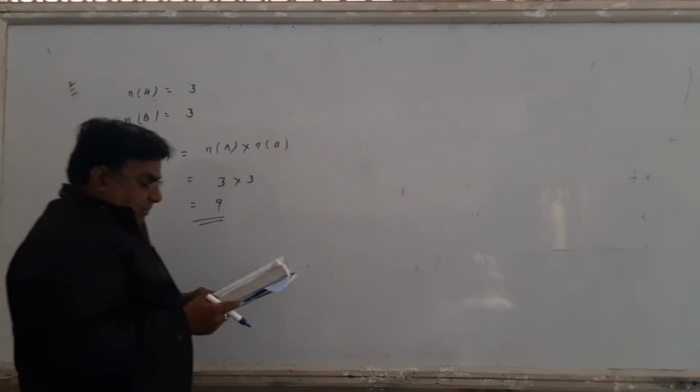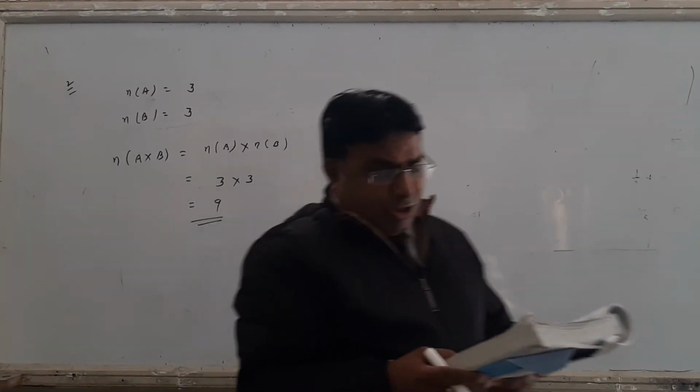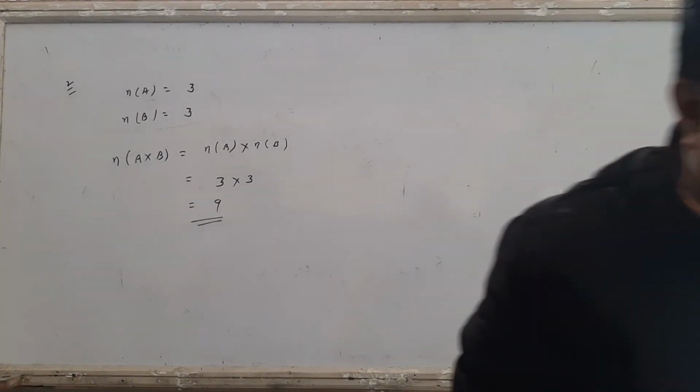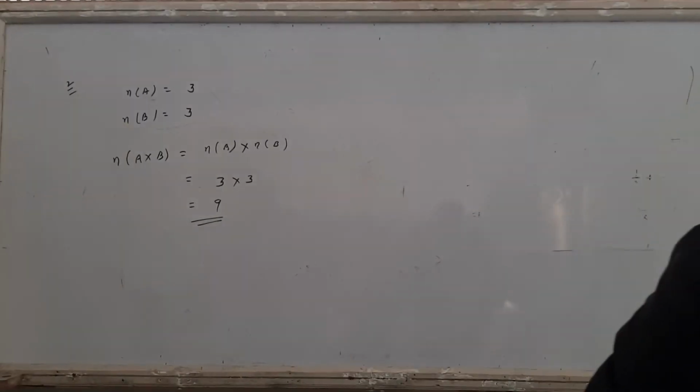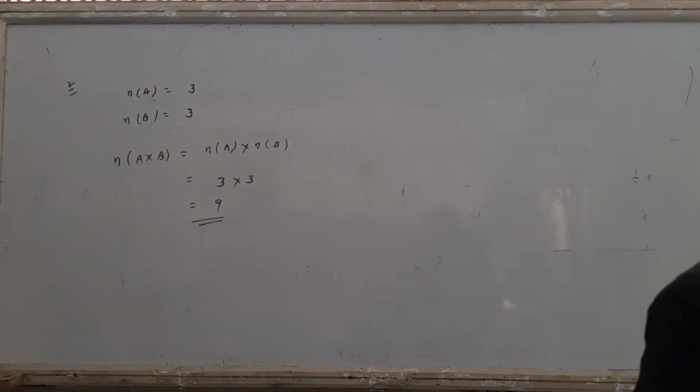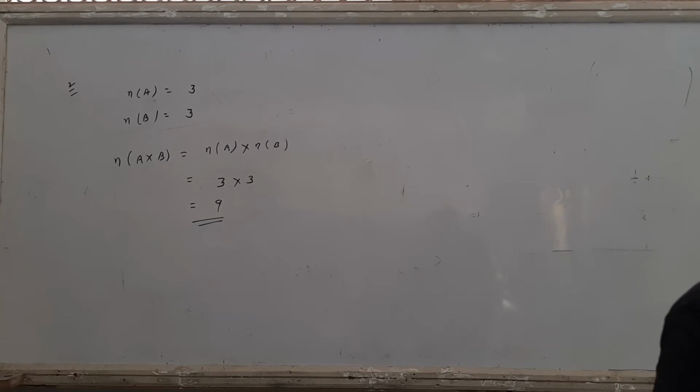Now question number 4 is the same. State whether each of the following statements is true or false. If a statement is false, then rewrite the given statement correctly. The P element is given, the Q set is given, and find P cross Q. So M, N, M, M, N, N, N, N. There are 4 elements, but P cross Q is given as M, N, and M. This is wrong. This is false.